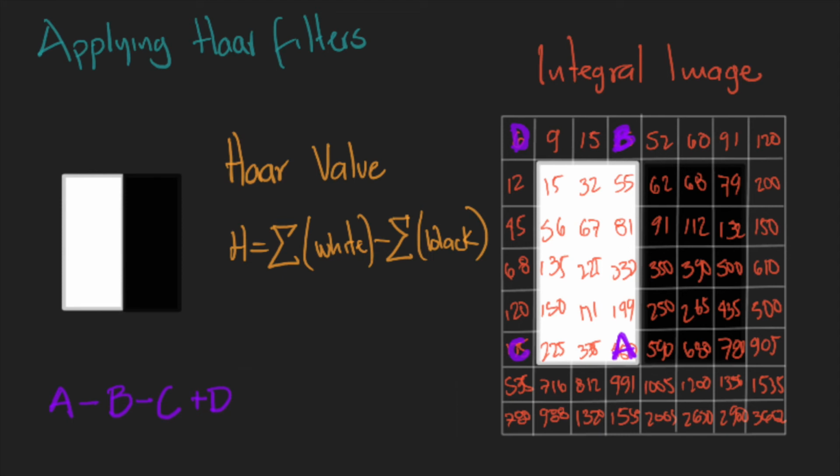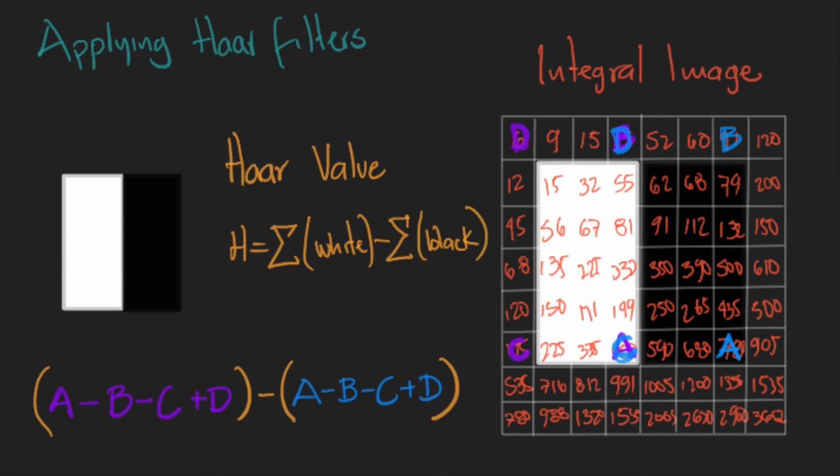Now, back to the Haar filter. We have this filter again. So we can see it as 2 rectangles. We start with the white part. We find our corner values and we add them, and then we do the same for the black rectangle. Then we just subtract the black from the white and we are done. We have the Haar value for this particular position.